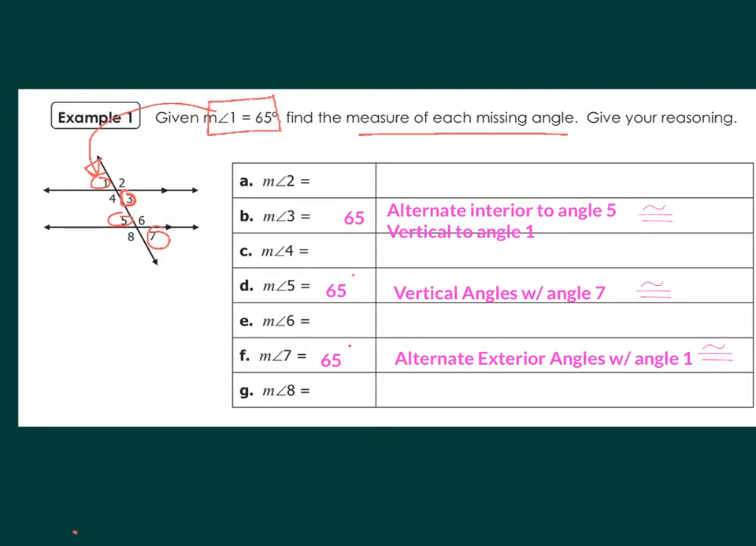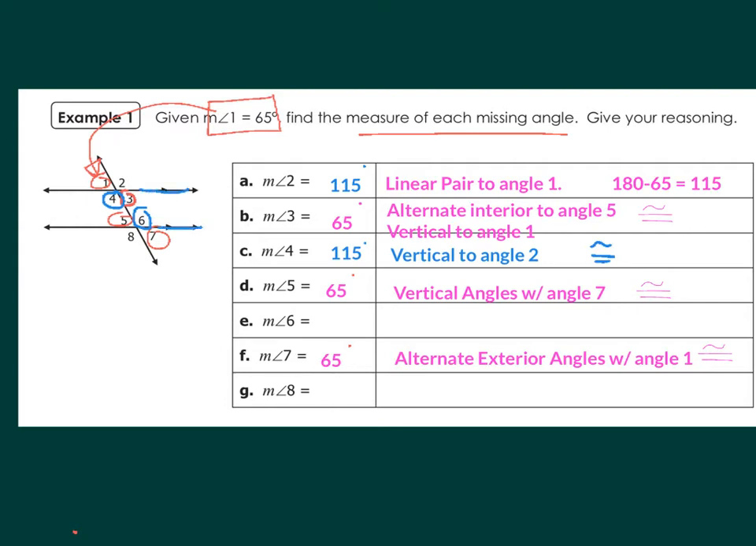What about the rest? Well, angle 2 is linear to angle 1, right? They form a straight line and they're adjacent angles. So that means that they're going to be supplementary. So since it's linear to angle 1, 180 minus angle 1, 65, is going to give us 115. So that's angle 2. And angle 2 is vertical to angle 4, so right off the bat, we know the measure of angle 4 is also 115. And how about angle 6?